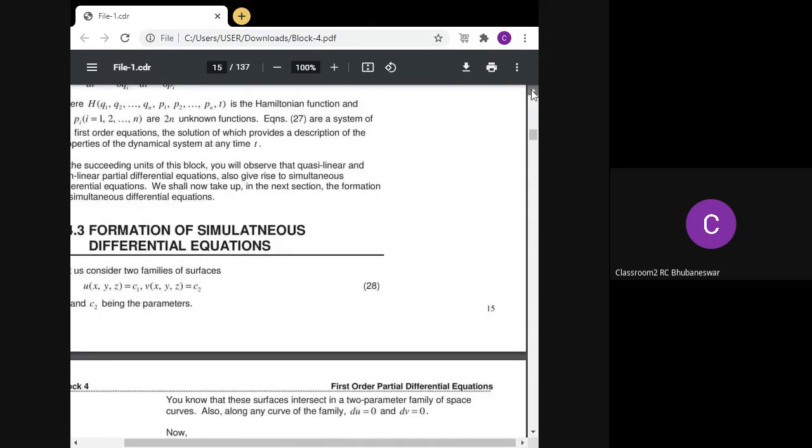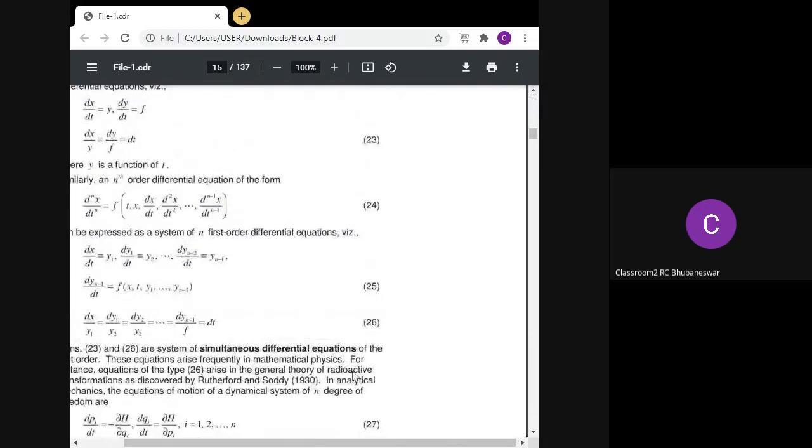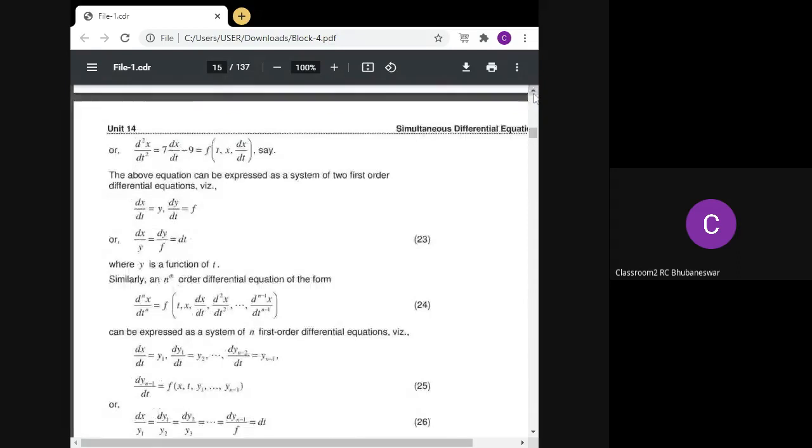Is number 15. So let us first move to the idea. We are moving to discuss the idea of how we can represent a system of differential equations. Look at equation number 23. Here, we have to assign in that form any differential equation. That means a higher order differential equation can be converted into a system of differential equations in the following manner.